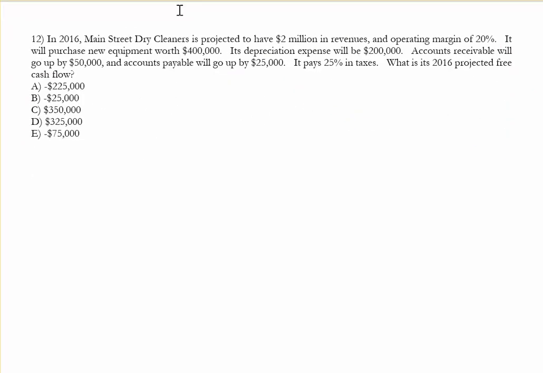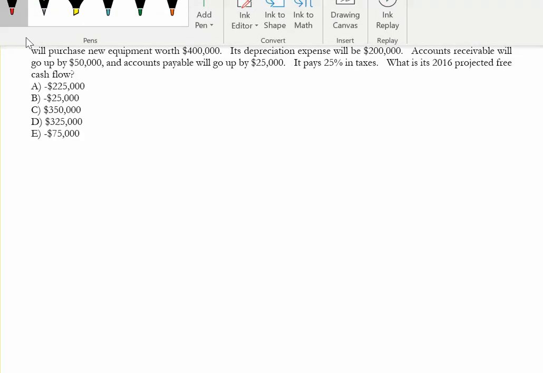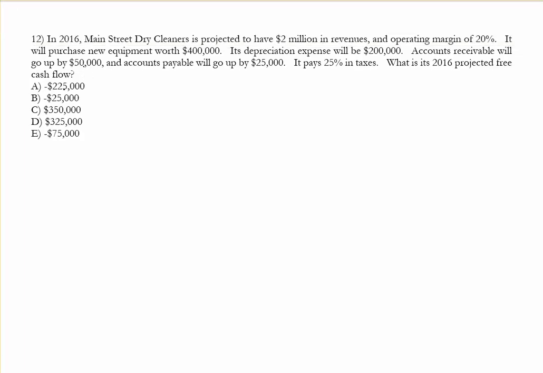All right, number 12. We have another free cash flow problem. Now, one little thing here that we need to clarify is that the intention here of this, what's called operating margin, is that it's EBITDA to sales. Right? You didn't need to know that. You would just, on the exam, if you were given this problem, we would tell you to make that assumption.